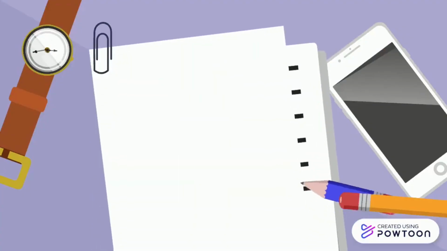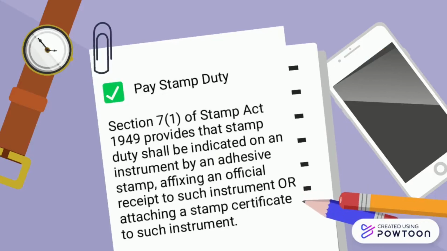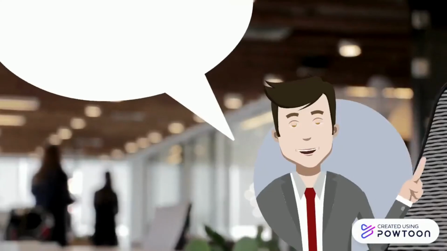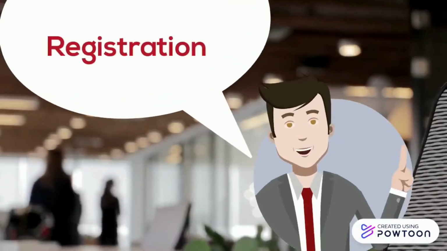After Zain has made the payment, according to Section 7 subsection 1 of the Stamp Act, the stamp duty will be indicated on Form 14A by an adhesive stamp, by affixing an official receipt to Form 14A, or by attaching a stamp certificate to it. The last step is registration of Form 14A.